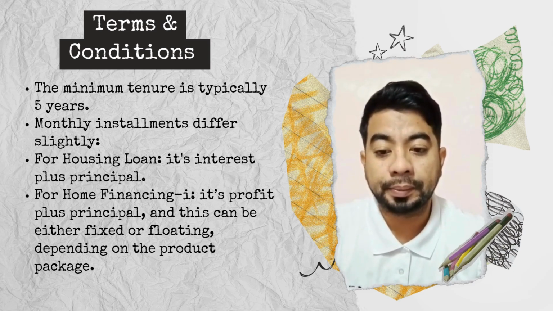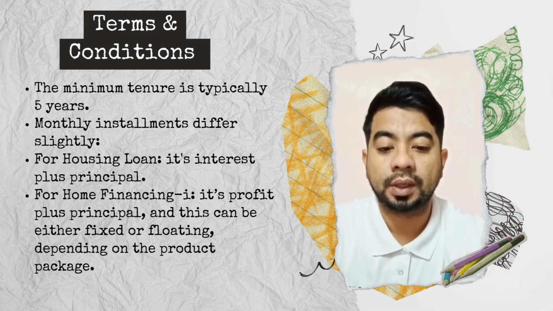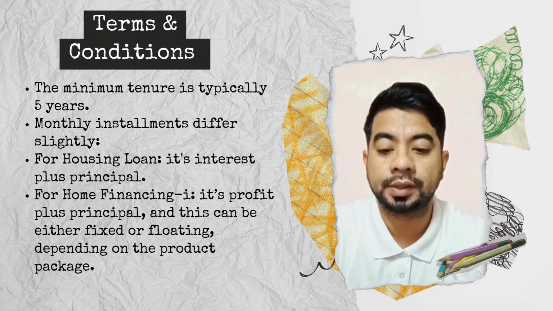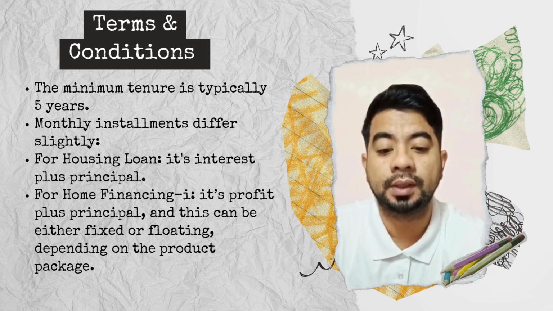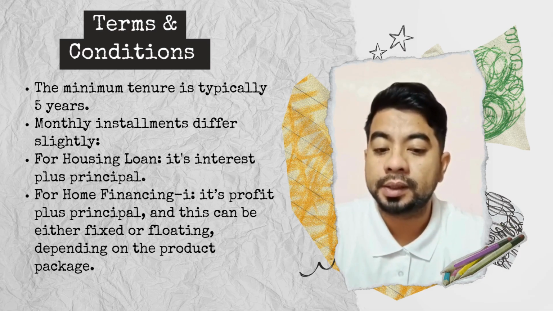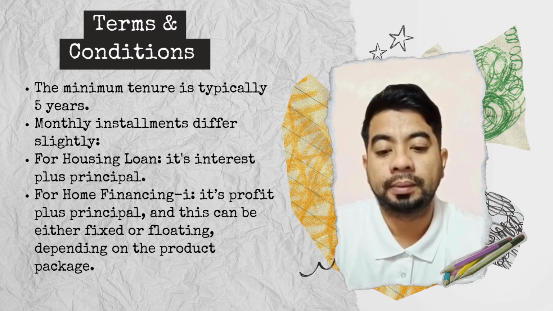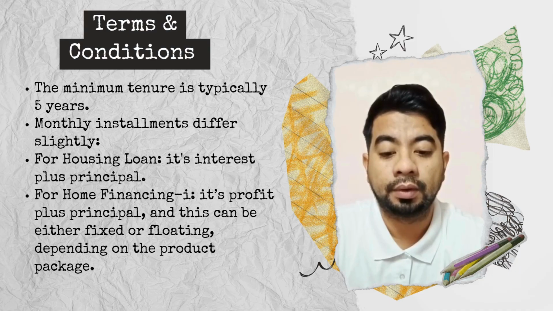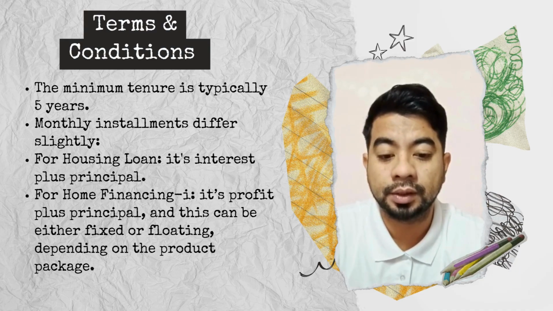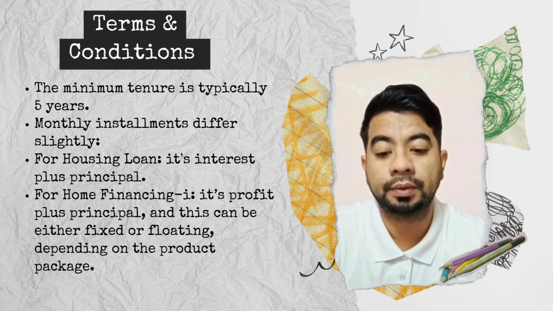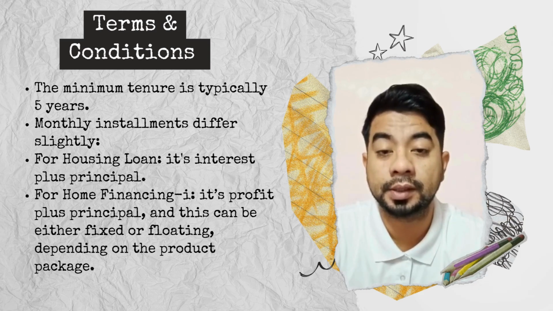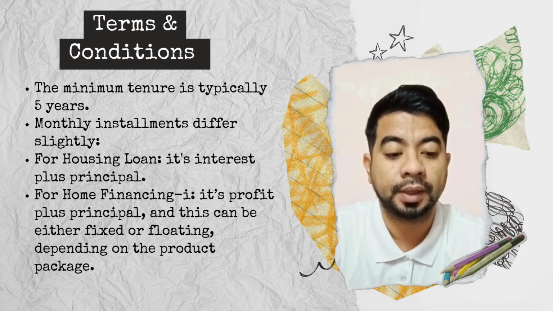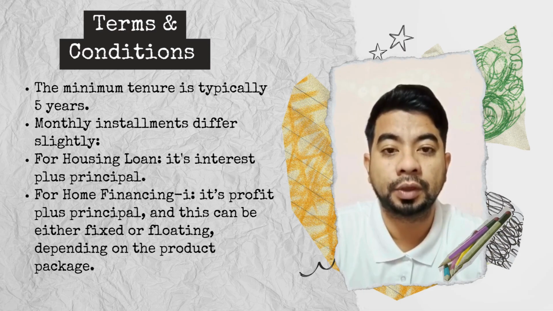Next, for the repayment periods, both financing options allow repayment up to 35 years or until the borrower reaches 70 years old, whichever comes first. The minimum tenure is typically 5 years, and the monthly installment differs slightly. For the conventional housing loan, it is interest plus principal, but for Islamic home financing, it's profit plus principal, and this can be either fixed or floating depending on the product package.